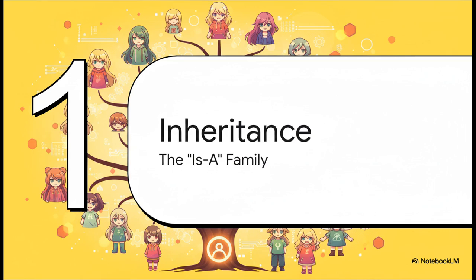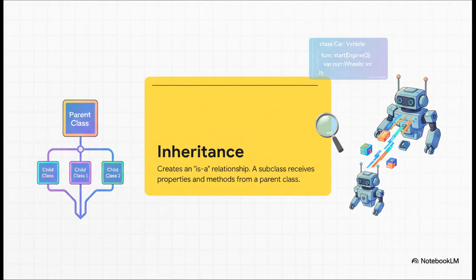I think the absolute best way to picture this is like a family tree, where kids inherit traits and characteristics directly from their parents, who inherited them from their parents, and so on. So what this really boils down to is creating what we call an is-a relationship. A more specific thing is a version of a more general thing. This means the child class, or subclass, just automatically gets all the stuff, the properties and methods, from its parent. Let's actually see what this looks like in some code.